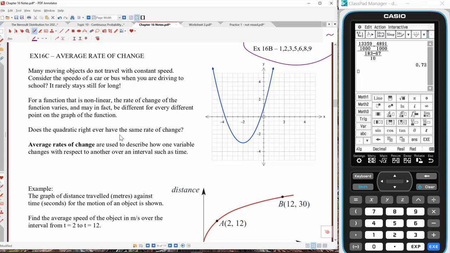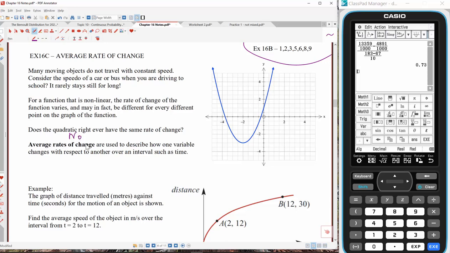Does the quadratic ever have the same rate of change? And girls, the answer is no. Down here we've got a negative rate of change, and the rate of change is varying because it's curved. So it's large here, so large negative, getting smaller, getting smaller, and it's got a zero rate of change here. This is called the turning point. The gradient at this point is actually zero. Then it's got a positive gradient all the way after that. So it starts getting bigger and bigger and just continues onwards.